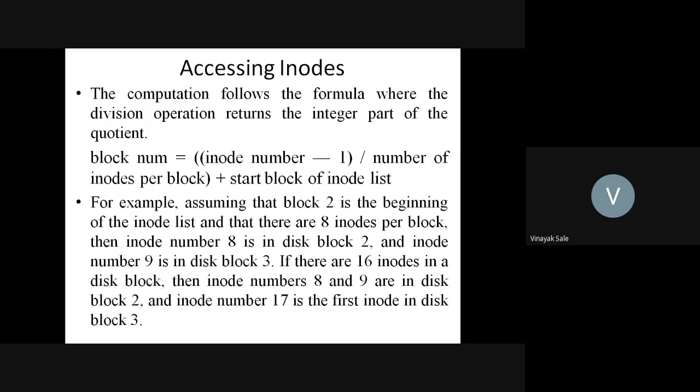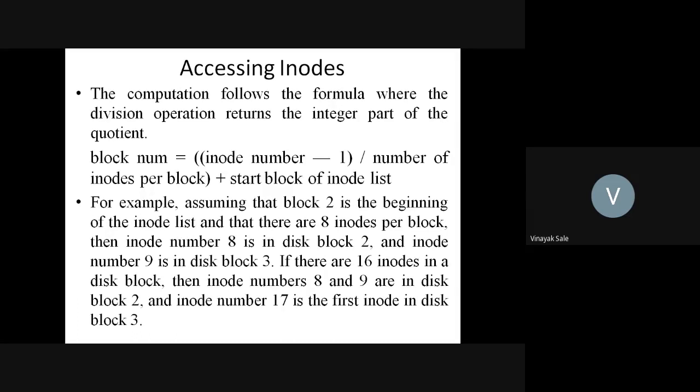Suppose there are 16 inodes, then inode number 8 is in block number 2 and inode number 9 is in block number 3. Suppose there are 16 inodes in a disk block, then 8 and 9 are in block 2 up to 16. Then inode number 17 is the first inode of disk block 3.